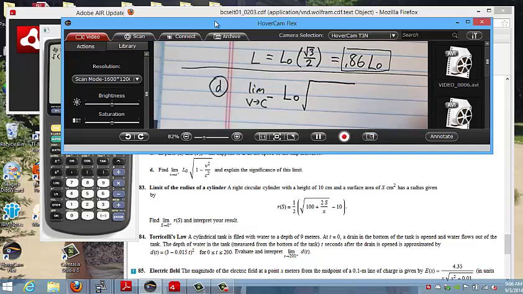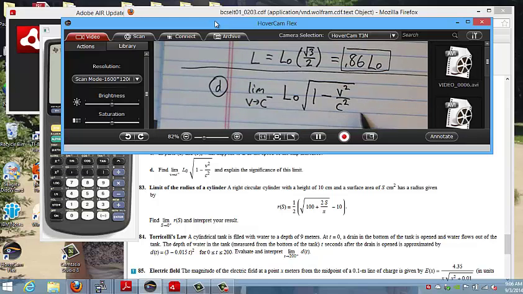We have 1 minus v squared over c squared, right? Okay, so how do you compute this limit? Well, we replace the v with c. Are we allowed to do that? We're allowed to do that if the function is continuous, right?